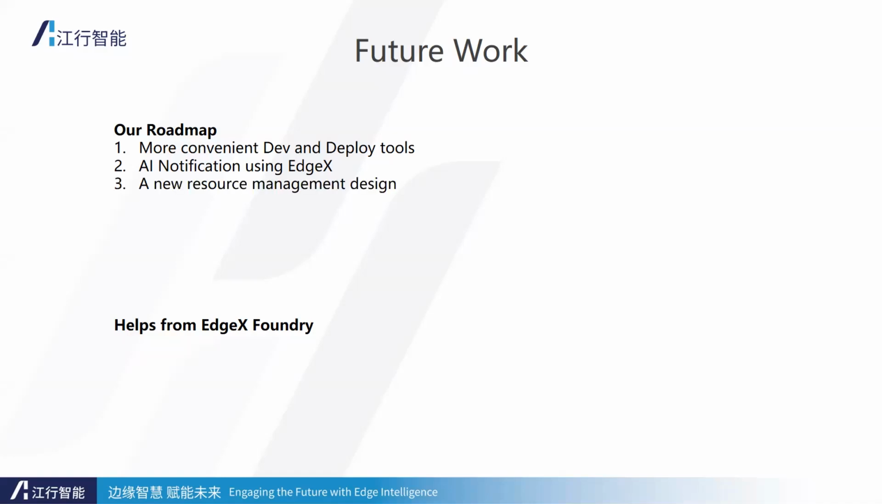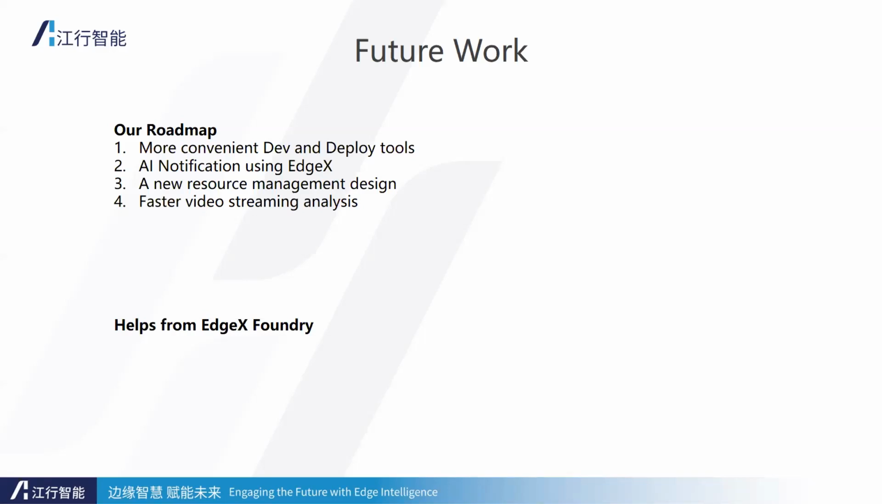The third one is we want to design a new resource management design. This is for providing API-level core statistics. This is for the AI function, because if we want to use our AI to create revenue from the industrial users, we have to calculate how many times this AI function is called.